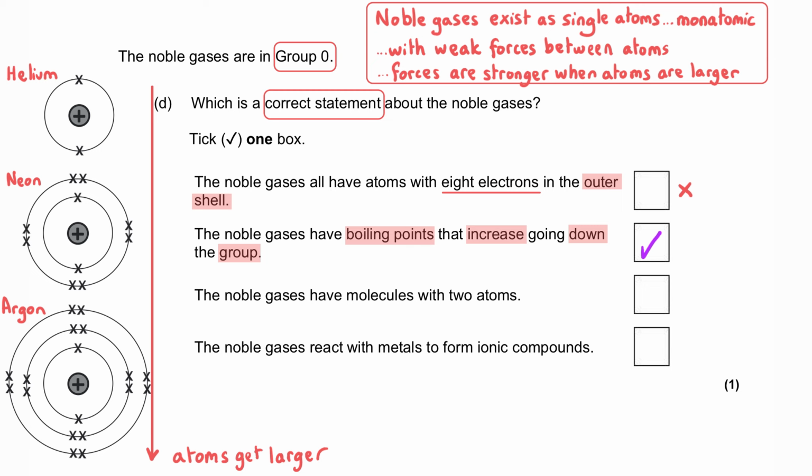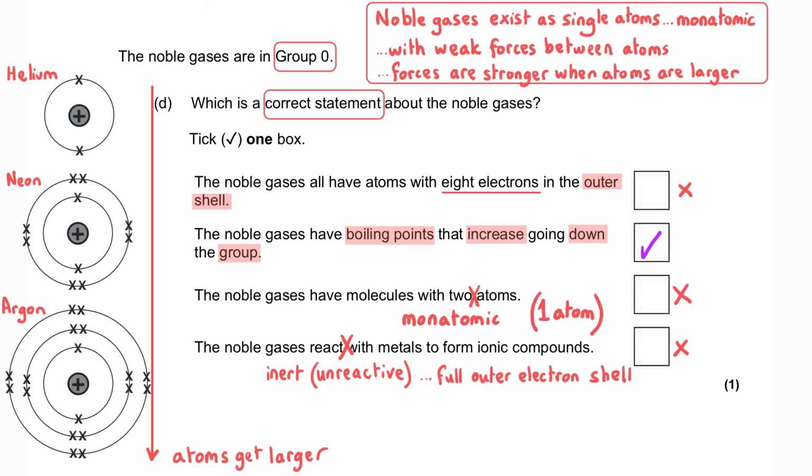The noble gases are not molecules with two atoms, they go around as single atoms, so that third one is false. And "the noble gases react with metals to form ionic compounds" is also false. The noble gases have no reason to react at all because they already have a stable electronic structure, because they have a full outer shell of electrons.